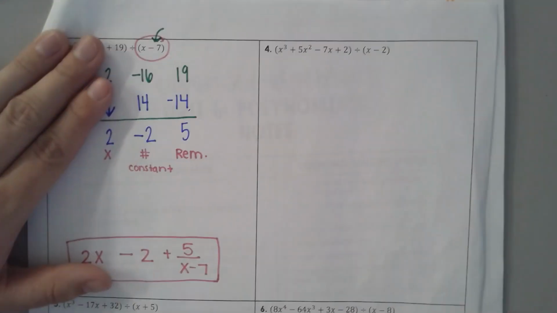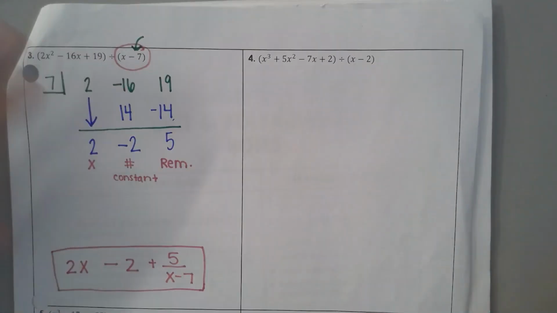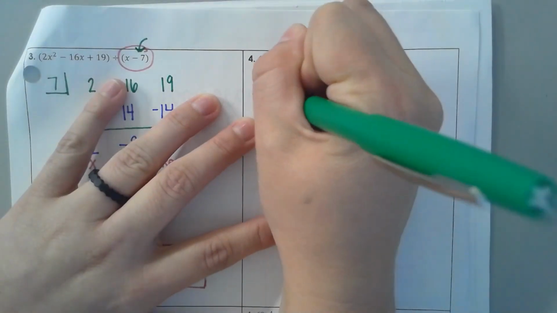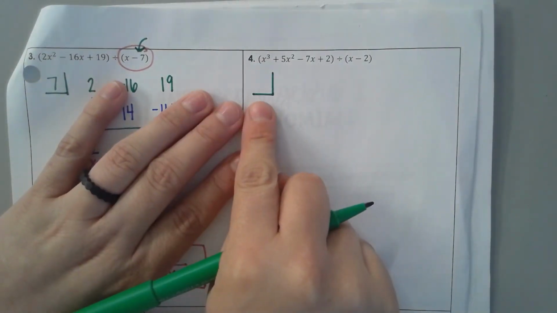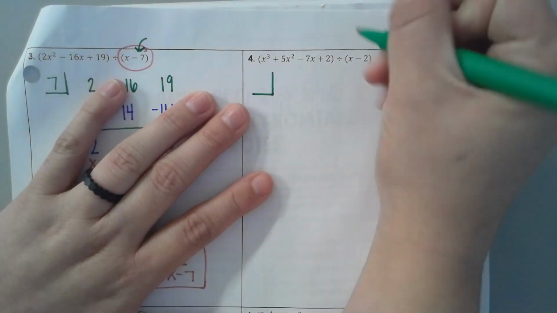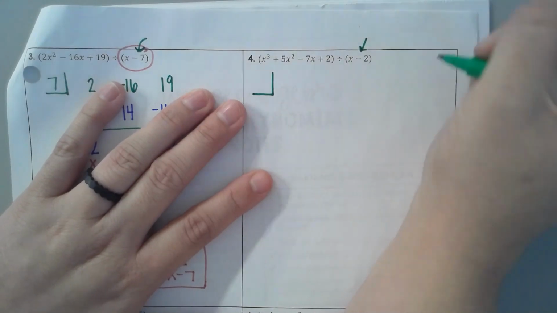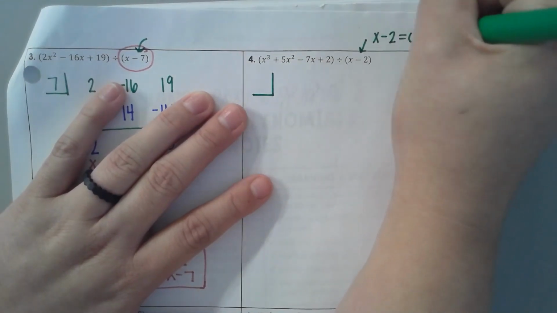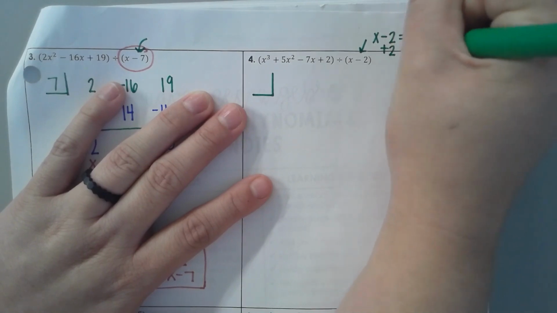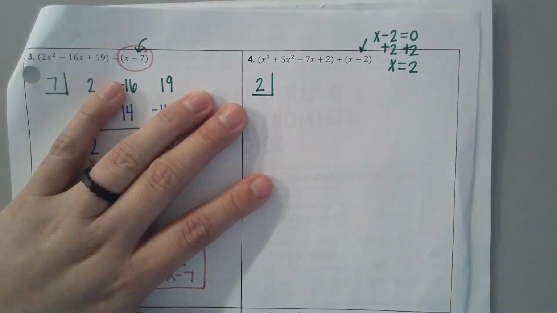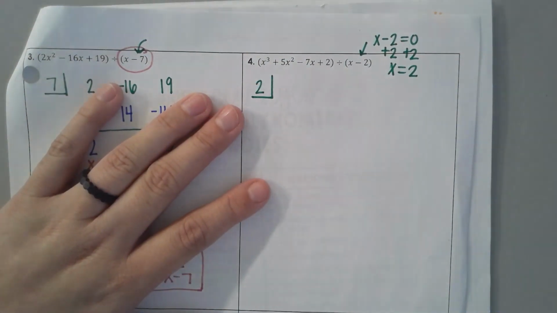All right, number 4. Set up your problem. What number goes in this top box? Yep, you always take the opposite of that. So basically, really what I'm doing is x minus 2 equals 0. If I add 2, I get x equals 2. So a 2 is what goes in the top left box.